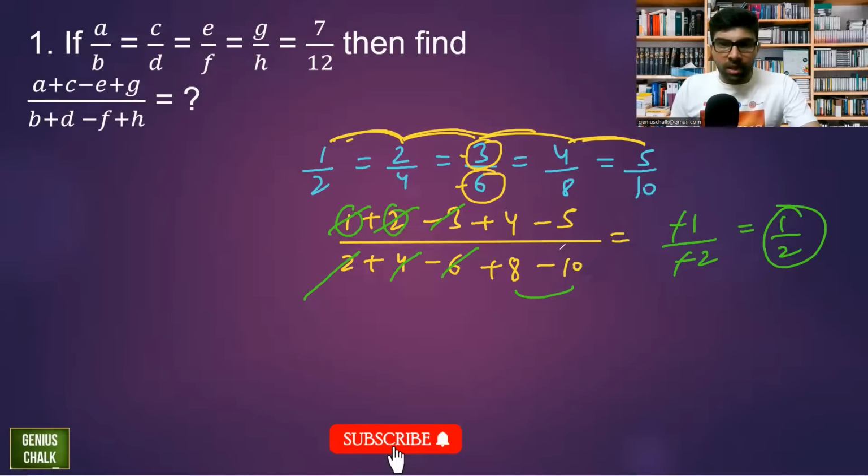So guys, this is what I am saying. If I have equal ratios, irrespective of anything, if I do the same operation in the numerators as well as the same operation in the denominators, then the actual ratio will always remain the same. This is my concept.